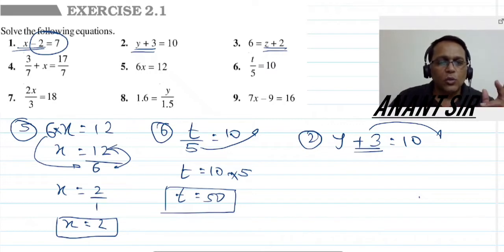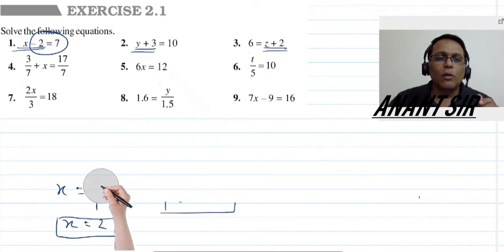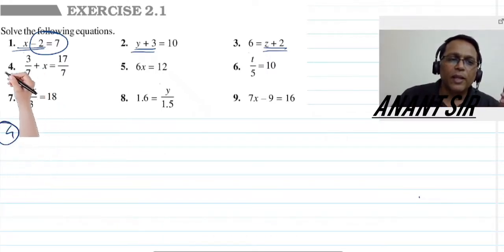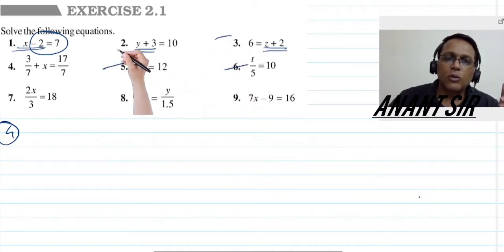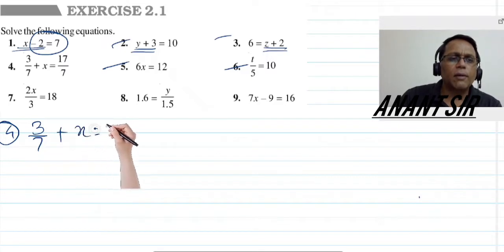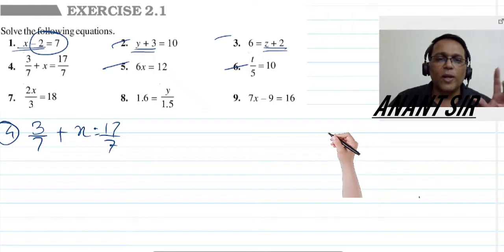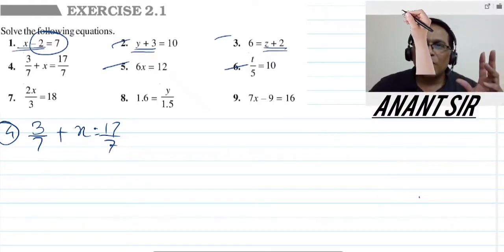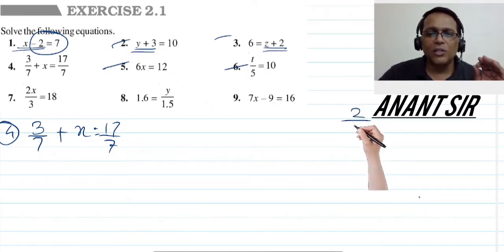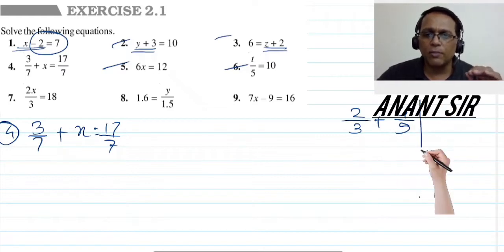Okay. So now we move on to the next question, students. Now let's do question number 4. We have done already question 5 and 6 also. Question 4, very easy question. 3 by 7 plus x equal to 17 by 7. Some students know whenever there is numerator denominator, there is some tension for them, right? So I will explain few very easy things which you might be knowing already.